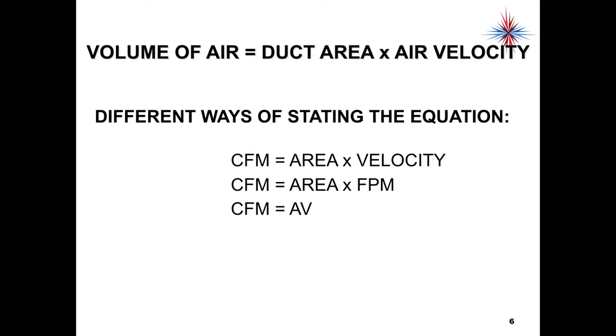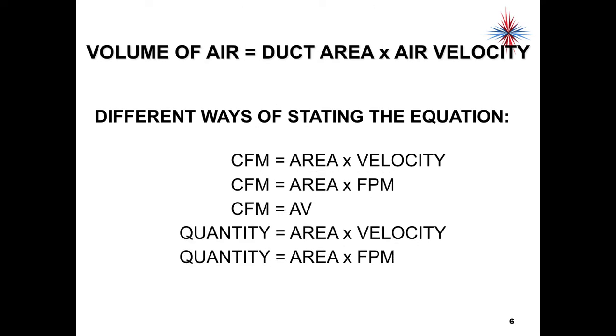Okay. CFM is also called AV, or area velocity. All it is, is a shortening of the top one. Quantity is area times velocity. Quantity is area times feet per minute. Or Q equals AV. You're going to see it labeled, all of these, sometimes on ductwork or in systems. Most often you're going to see it as CFM or Q.